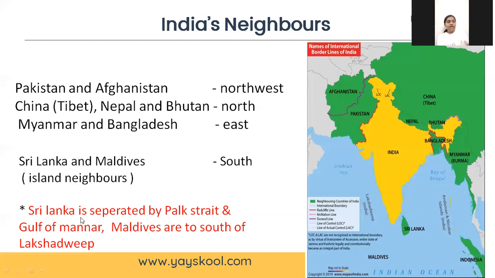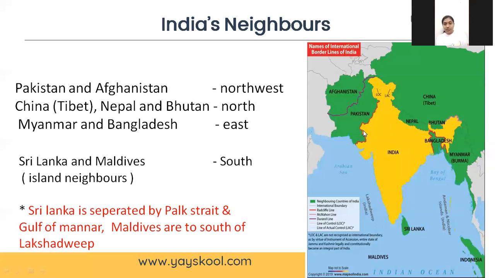So India is separated by Palk Strait from Sri Lanka. Sri Lanka and India are separated by this Palk Strait. This is an important point that you need to remember, and also Maldives. If you are observing the location, it is located towards the south of the Lakshadweep Islands. So these are the neighboring countries of India.